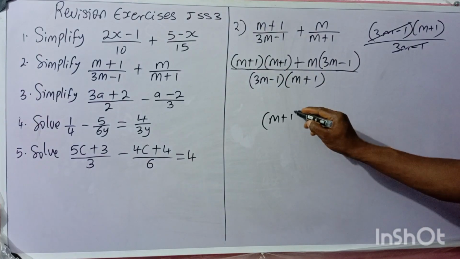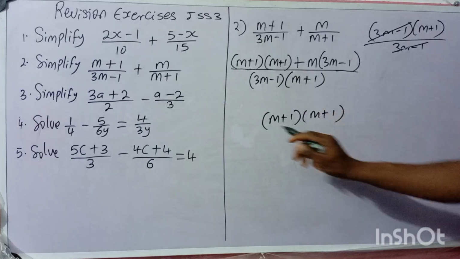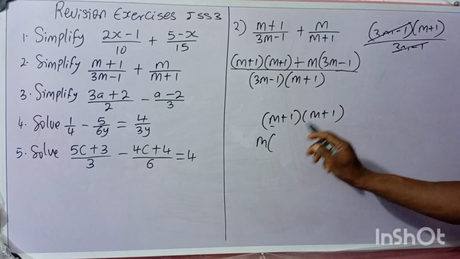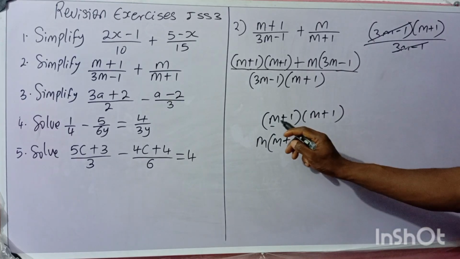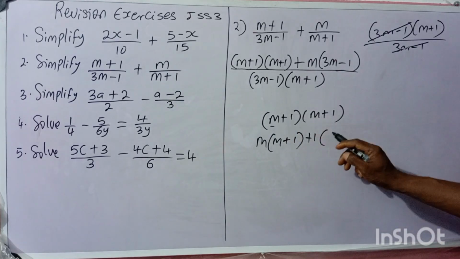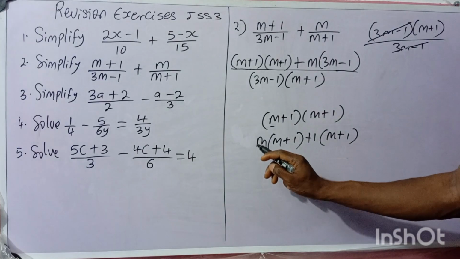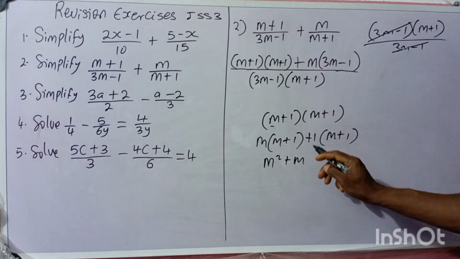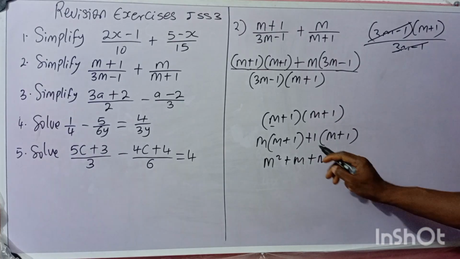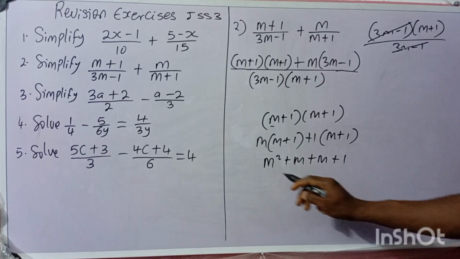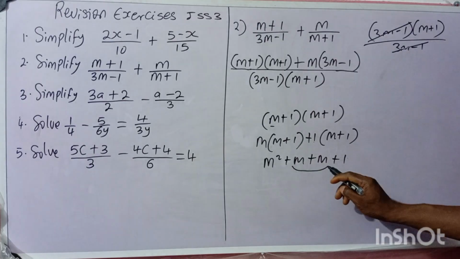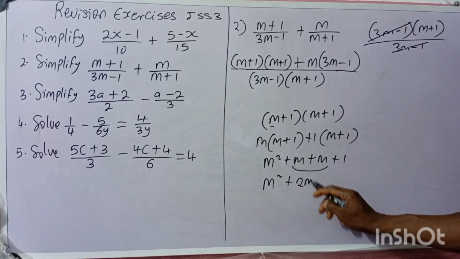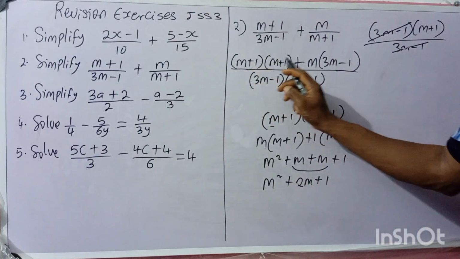Recall we've done something on expansion, (m plus 1)(m plus 1). So you have to expand it. That's by using m to multiply everything here, m(m plus 1), then plus 1 multiplies plus 1(m plus 1). Then you open the bracket. m times m gives us m squared. m times 1 gives us m. Then 1 times m gives us m. Then 1 times 1 gives us 1. When you look at this, m plus m gives us 2m. That's what we have when you expand this one.